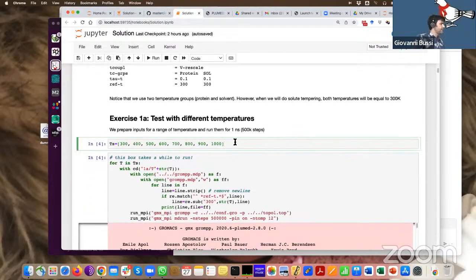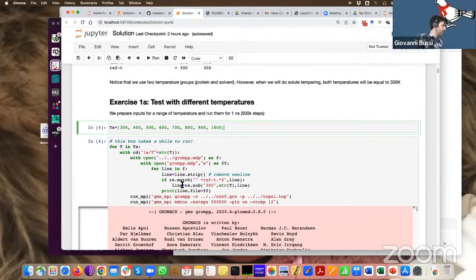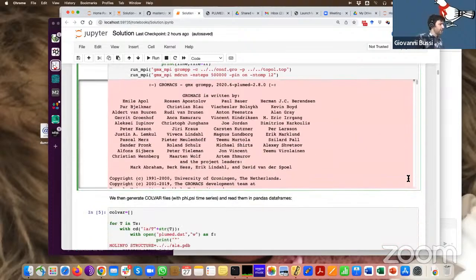And the first test is just running simulations for a list of different temperatures. I mean, we can go through this box, but it's not so interesting. I'm just generating, in separate directories, input files to run for 1 nanosecond for each of these listed temperatures. Then we can just scroll down and see what's happening.